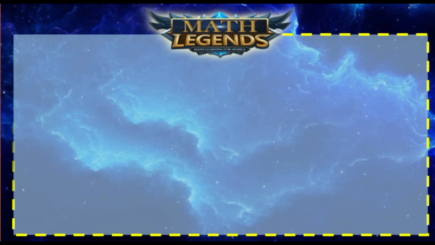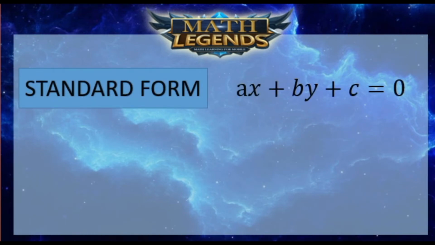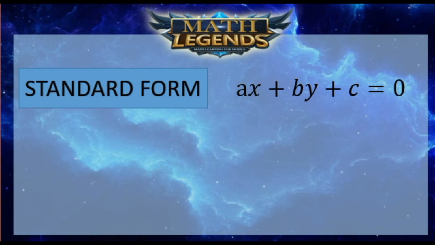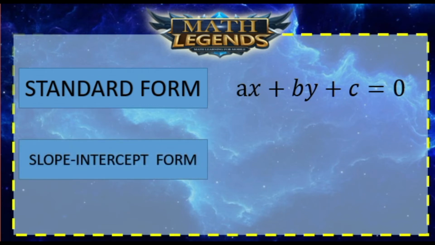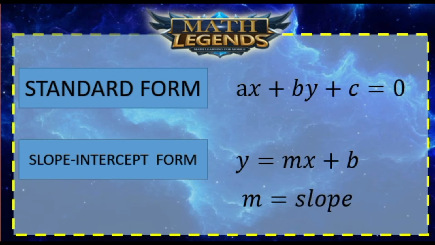Given the linear equation in a standard form that is equivalent to ax plus by plus c is equal to 0, in order to find the slope, what we are going to do is change it to a slope-intercept form, wherein it will become y is equal to mx plus b, wherein m is the slope of a given line.